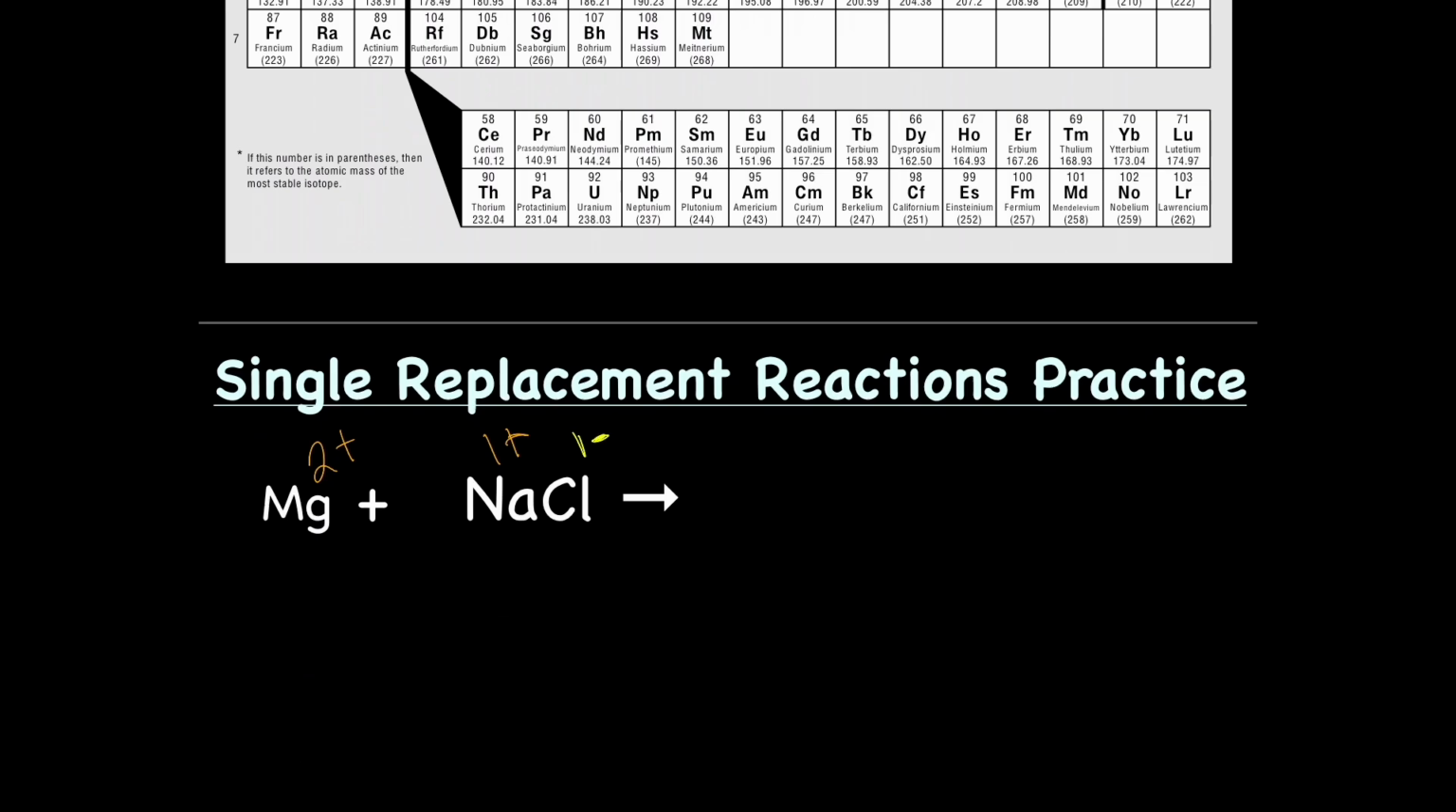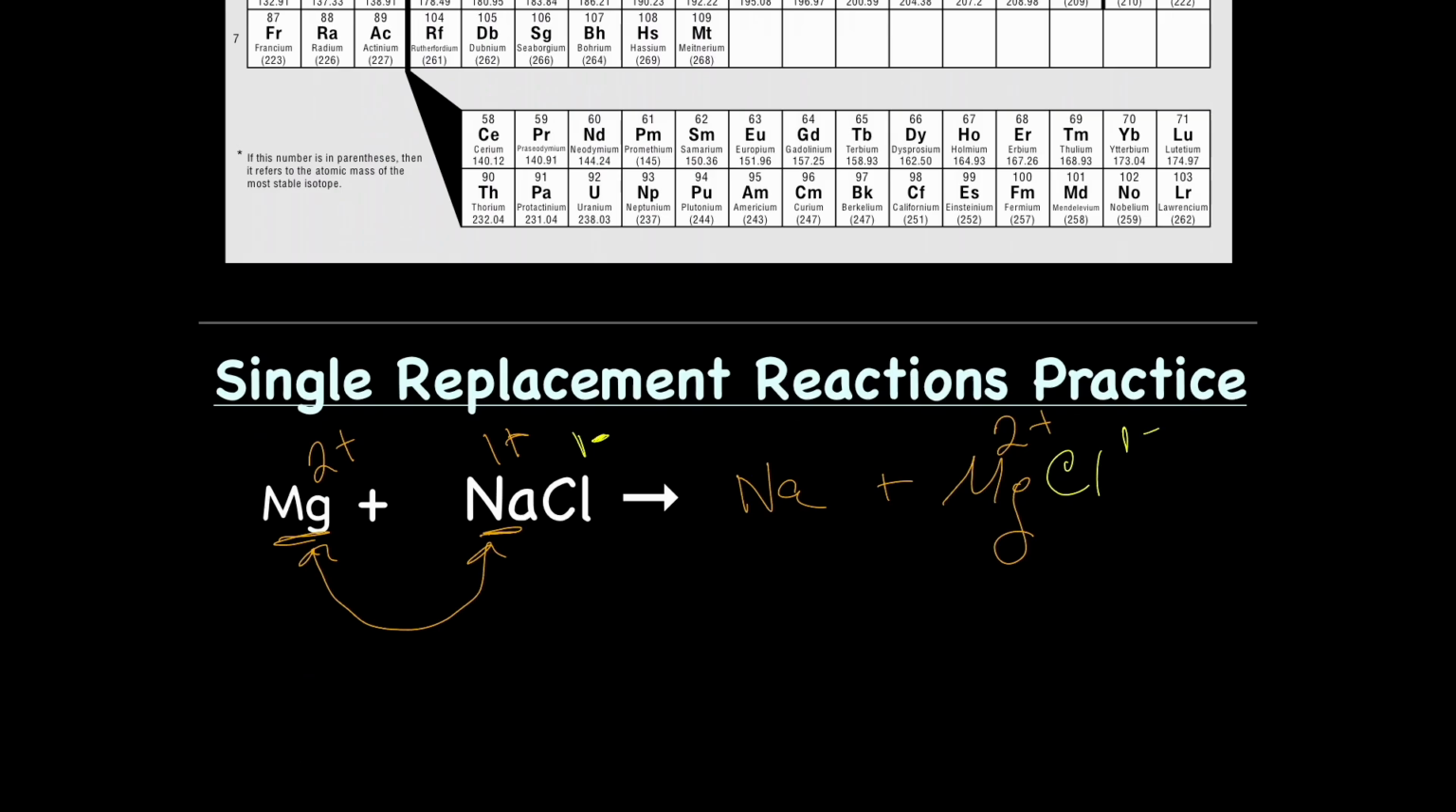All right, next step is write the skeleton equation. Or no, next step is figure out who's going to swap places. Well, we have a single metal atom, which means he's going to swap places with the metal ion. So on the product side, we're going to end up with Na by himself, and Mg is now going to hook up with Cl. And let's get those charges in there.